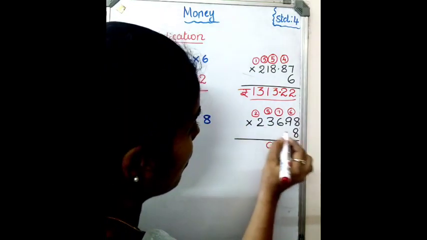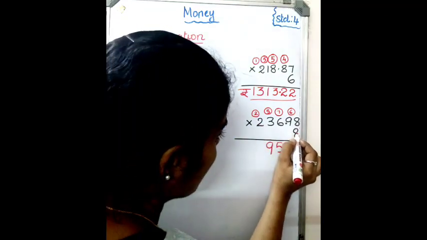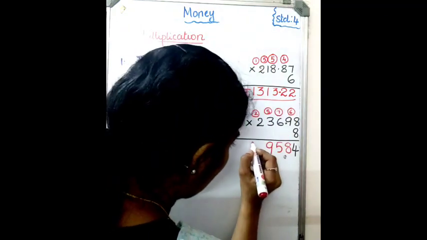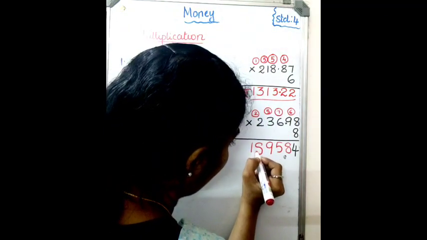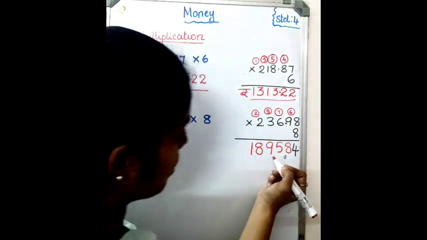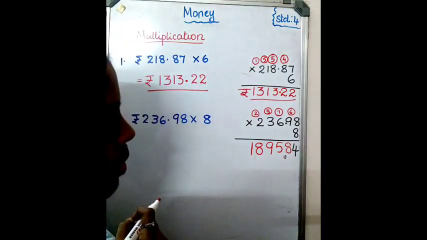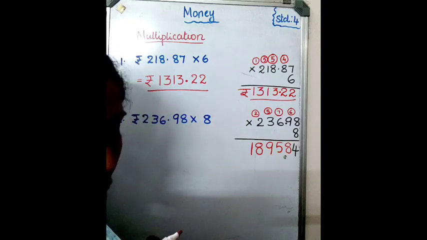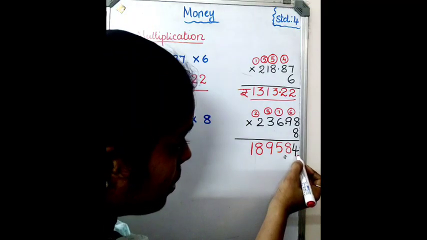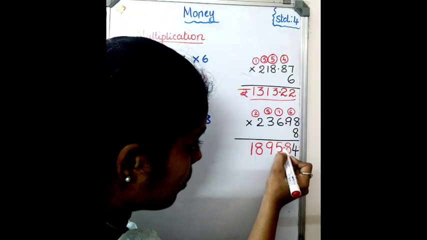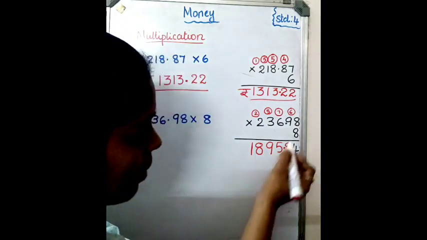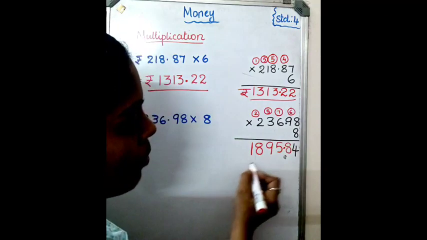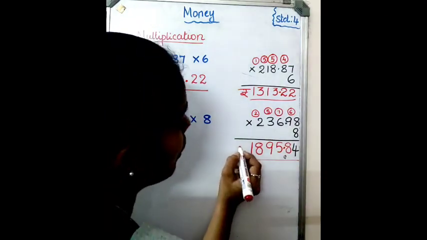2 8s are 16. 16 plus 2 is 18. We write 18 here. So this is the answer. But we have to put the point here. What should you do? Count 2 digits from the right side and put the point here. 2 places come after the decimal point. So this is the answer.